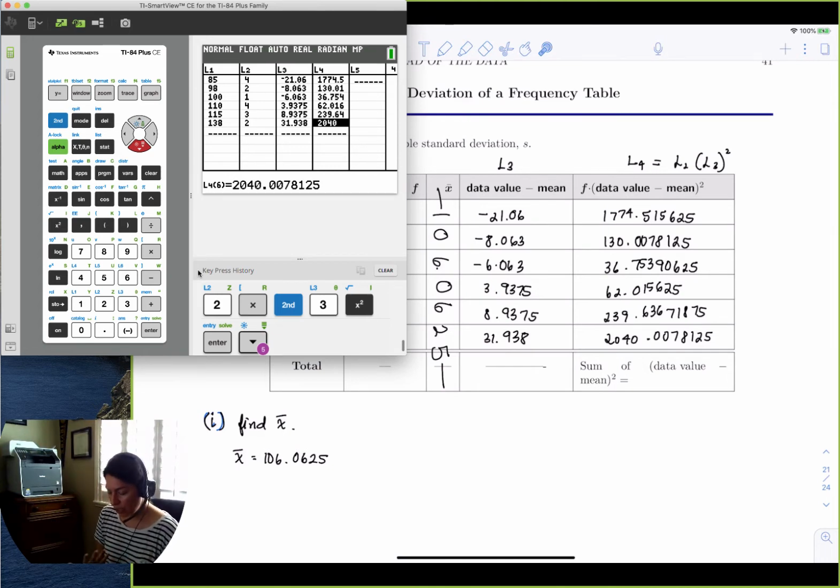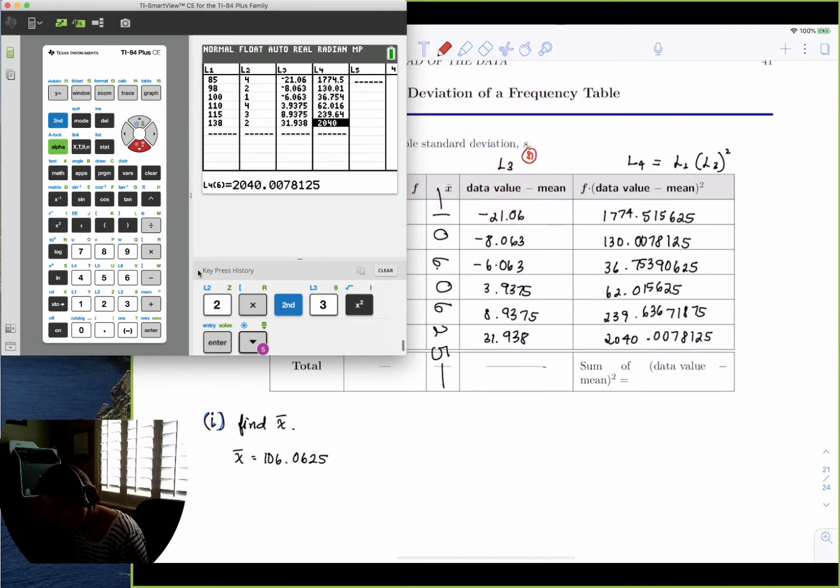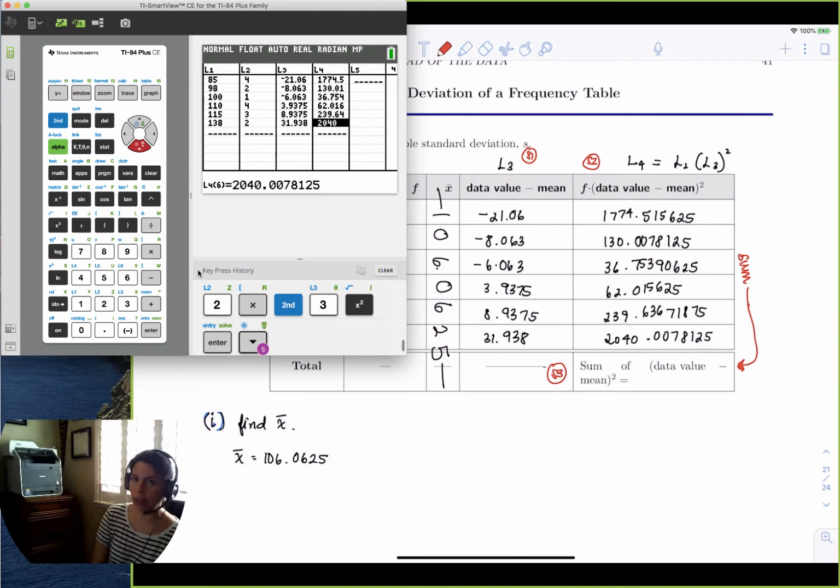All right, so what is the next step? If we just note that this was step 1, this is step 2, and this is step 3, then step 3 would be to sum these up and put it here. Again, we're going to use the calculator for that. We're not going to just go in and start adding. We're going to work smarter, not harder. So let's go ahead and do that.